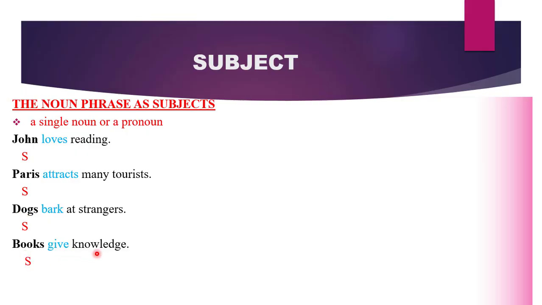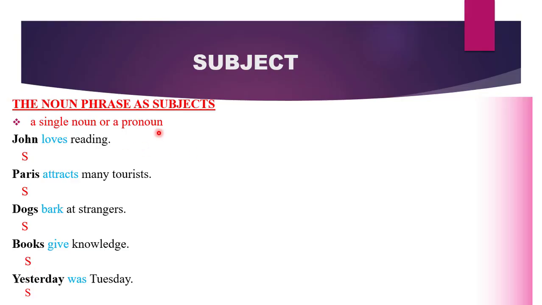Books give knowledge. Books is a single noun, and since it is the one being talked about or the thing that performs this action, we can call it our subject. Yesterday was Tuesday. Can you guess the subject in this particular sentence? The subject is yesterday because it comes before our verb, and we are talking about yesterday. In a nutshell, single nouns can function as subjects.